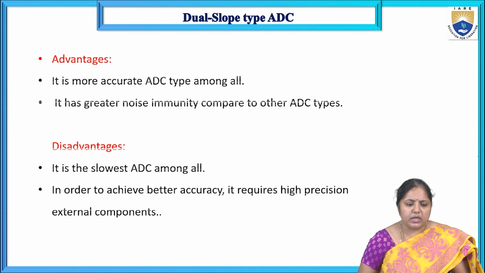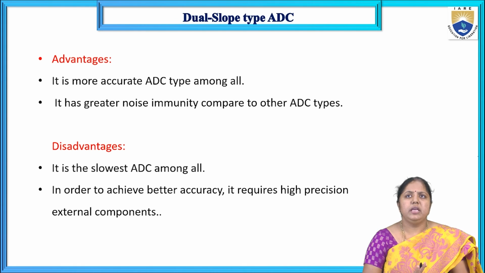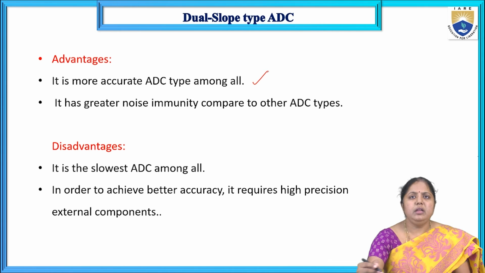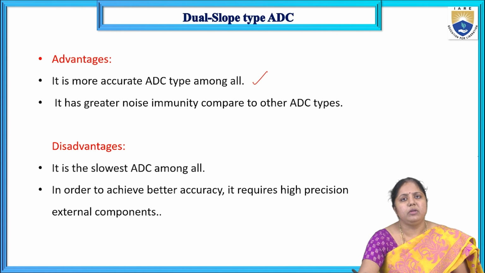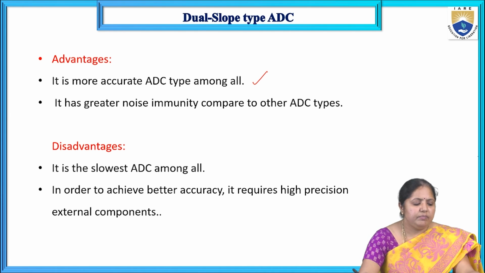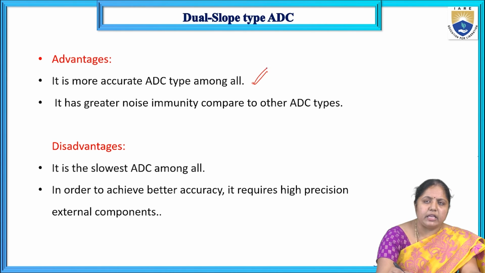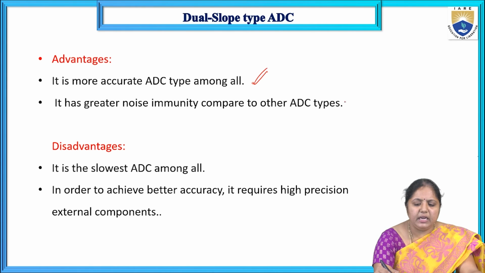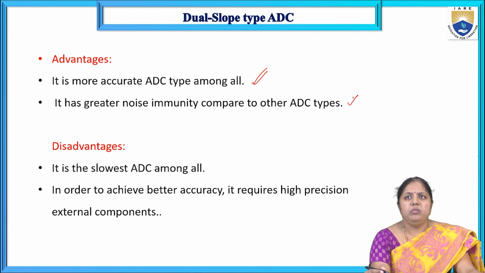Now let us see the advantages and disadvantages. Here the dual slope ADC is more accurate. This is an integrating type of ADC. In the direct type we have already discussed 4 types. This dual slope ADC comes under the integrating type of ADC. Before that, the charge balancing type of ADC and the dual slope ADC both come under the integrating type of ADCs. What is the advantage of this one? It is the most accurate among all ADC types, and it has greater noise immunity compared to other types of ADCs.